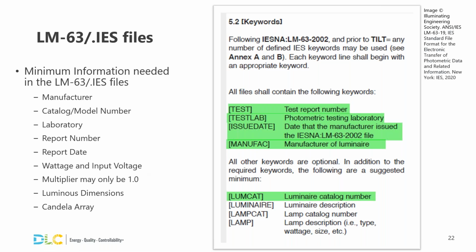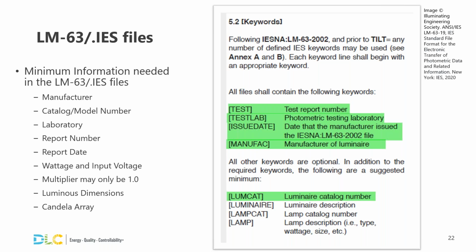Within the IES LM-63 standard, there are a few elements that are required and are also required for DLC review. These elements are report number, test lab, report date, and manufacturer. There are other elements that are not specifically required by LM-63. However, they are required in order to properly assess test reports during the DLC application review.